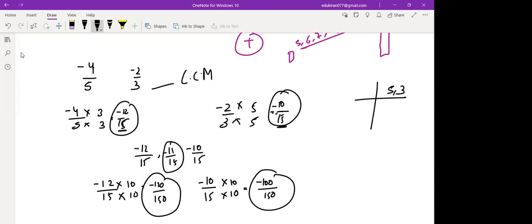Ma'am, not the answer. Instead of multiplying 12 into 10, I did 3 into 20, which I got 60, and 5 into 12, which I got 60.